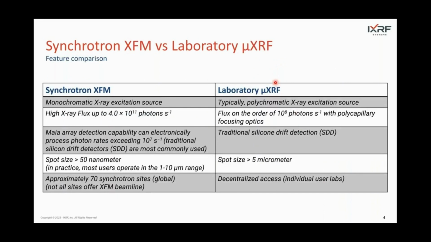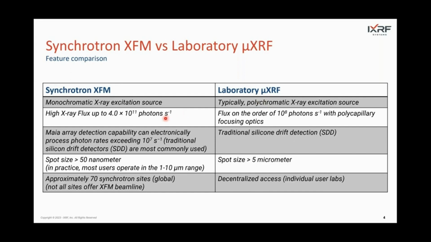In comparing synchrotron XFM to lab-based micro-XRF, there are a few high-level differences that impact data quality and overall productivity. For example, incident excitation X-rays, as I mentioned earlier, for a synchrotron are typically monochromatic with minimized spectral background, which allows significantly better signal to noise as compared to most lab-based systems, which use polychromatic excitation X-rays. Having said that, there have been advances on this front for lab-based systems with the introduction of doubly curved crystals, or DCC, as part of the optics.